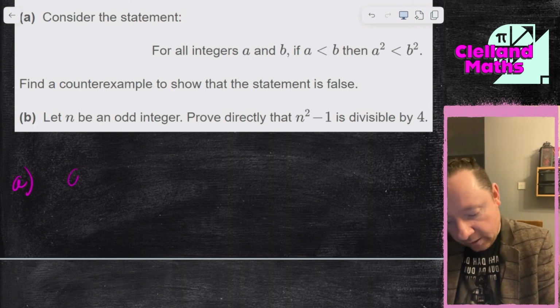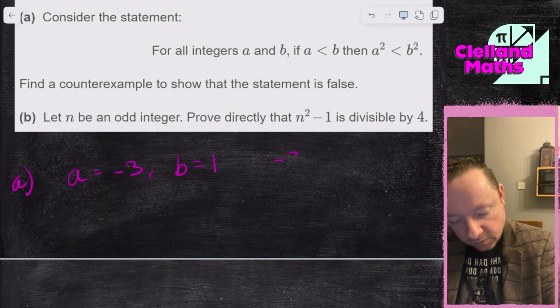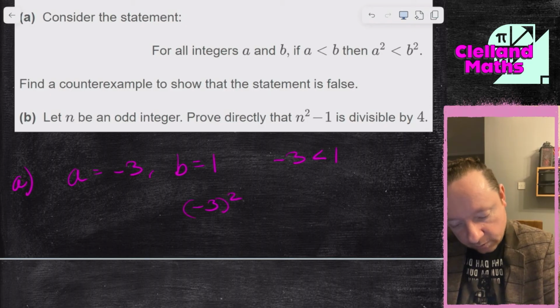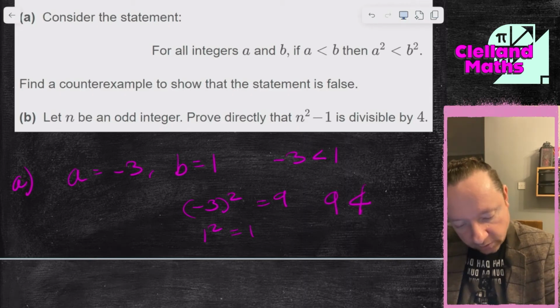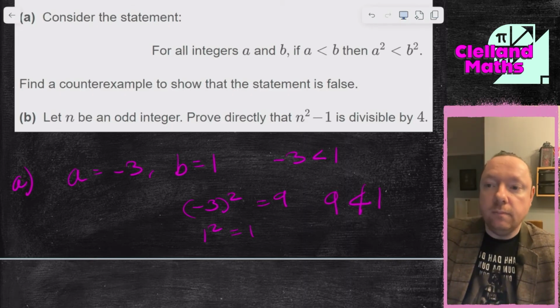So let's say let a equal minus 3 and b equal to 1. Then minus 3 is less than 1, but minus 3 all squared is 9. 1 squared is 1, and 9 is not less than 1. And we're done there.